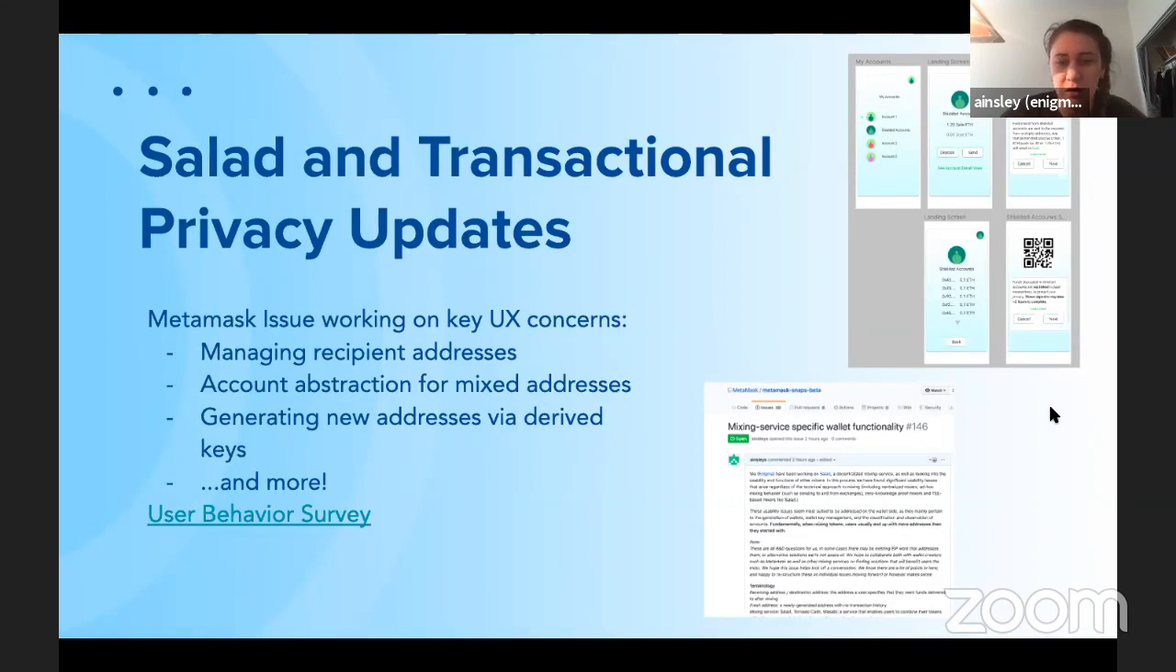And then here, again, this is just a quick screenshot of the issue that we opened with MetaMask Snaps and some examples of the diagrams we've been using to work through hypothetical user situations with them. These are some of the things that I mentioned earlier around how do we manage these recipient addresses, how do we handle account abstraction, and how do we handle address generation. These are things that come up for the user when they're dealing with transactional privacy via a mixer. So that's, I think, major Salad updates.